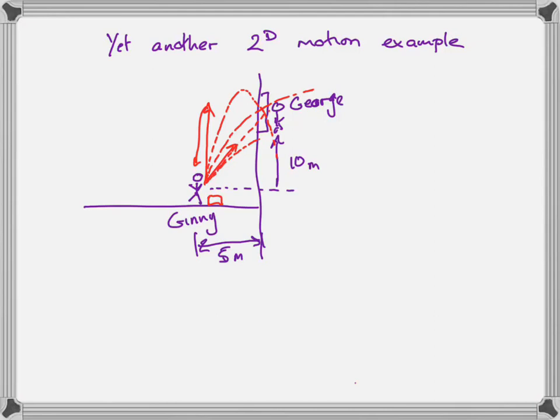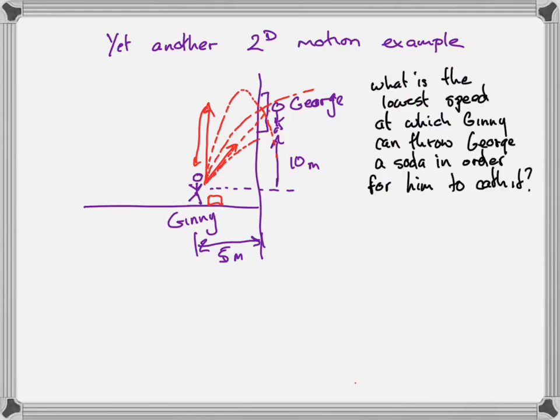So the question is, what is the smallest speed? This is the issue with the bricklayers or with Ginny throwing George a soda. What's the lowest speed at which Ginny can throw George a soda in order for him to catch it? It's going to make it the easiest for him to catch it.